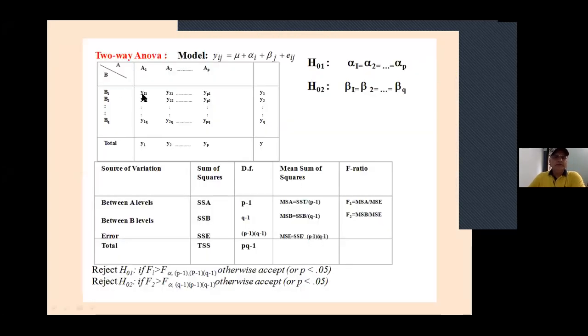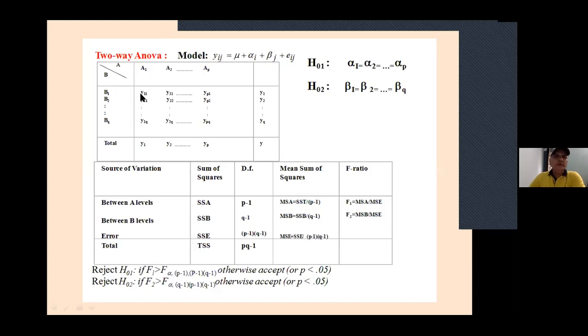Let's say this is the yield of a crop, and here you are using different types of fertilizers. A1 is one fertilizer, A2 is another fertilizer, and AP is the Pth fertilizer. So P different types of fertilizers you are using. And these are, let's say, seeds. B1 is type of seed 1, B2 is type of seed 2, and Q different types of seeds.